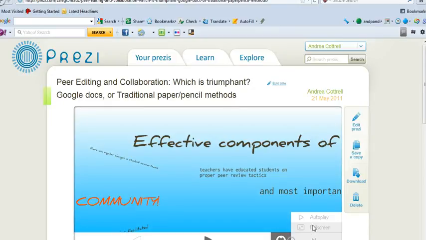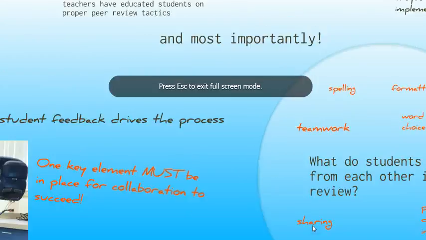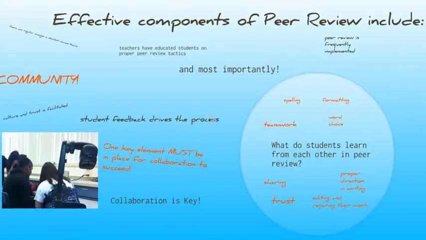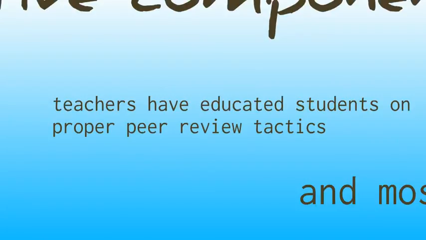Okay, so now that I have shown some different ways to use the peer review process, such as Google Docs and the traditional paper-pencil method, I want to review some of the effective components of a peer review in the classroom. The first component of an effective classroom using peer review is that teachers have educated the students on proper peer review tactics. The students know what is expected of them whenever they exchange papers with one another, and they know how to effectively review one another's work.